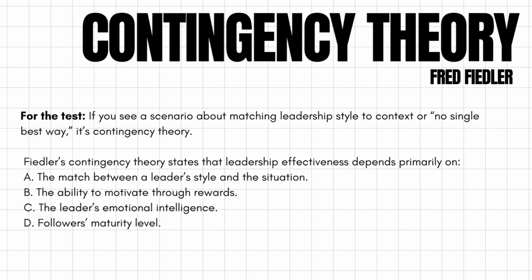Here's a question. Fiedler's contingency theory states that leadership effectiveness depends primarily on A. The match between a leader's style and the situation. B. The ability to motivate through rewards. C. The leader's emotional intelligence. Or D. Followers' maturity level. The answer is A. The match between a leader's style and the situation.